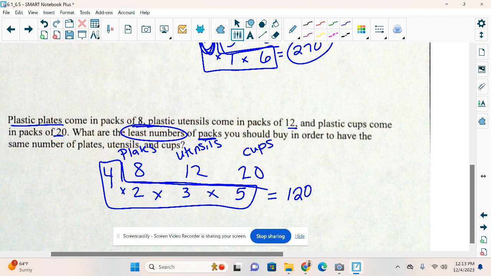Okay, so that would be like me buying for all my classes or all the 6th grade. Okay, if we are having a Christmas party celebration and I would need to buy for the whole 6th grade. Okay, if plates come in packs of 8, how many packs do I need to get to 120? 8 times what gets me to 120? How many times am I going to have to buy 8 packs? 15. Okay.